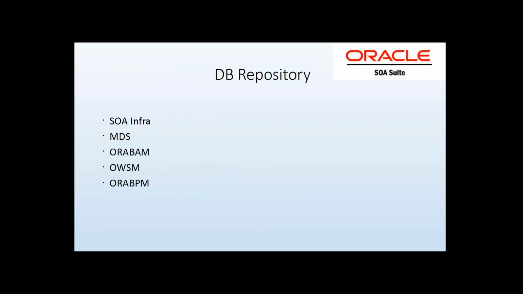You remember we were talking about the DB repository, what it creates while we run RCU. These are some of the repositories, and I'm sure there are two more. I just added some to show you as an example. So the first one is called SOA Infra, which is one of the major schemas created in the DB, which is going to be heavily used by SOA Suite. And MDS is also one of the schemas.